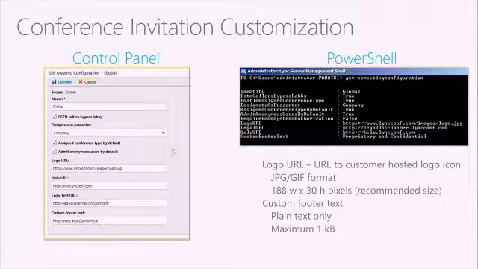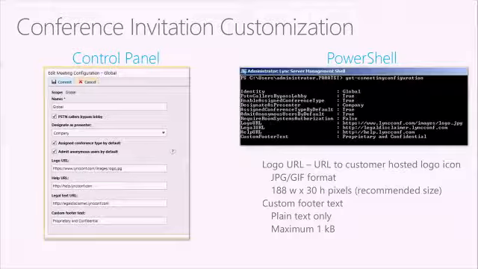I can put a custom footer, some custom text at the bottom. So there are some basic things that we can do. It's not extensive. It's not like a whole rebrand type thing. But there are a few things that I can do to customize what the meeting invite would look like. And you can either do this through Control Panel, as you see on the left-hand side here, or you can do it through PowerShell if you like, going through the Skype for Business management shell.